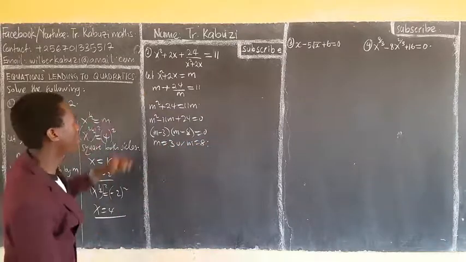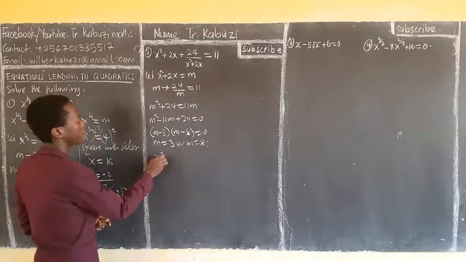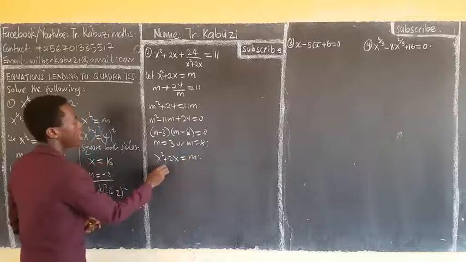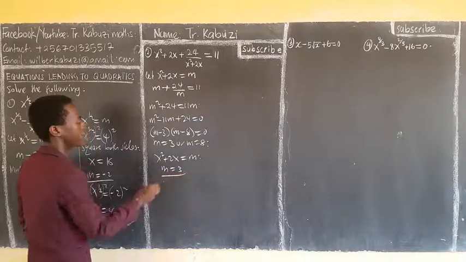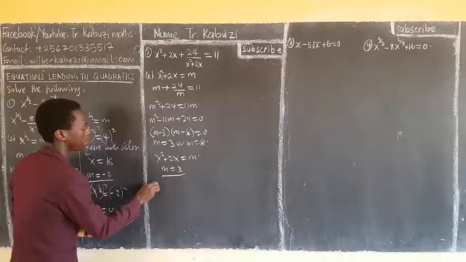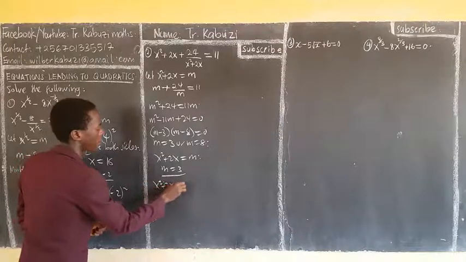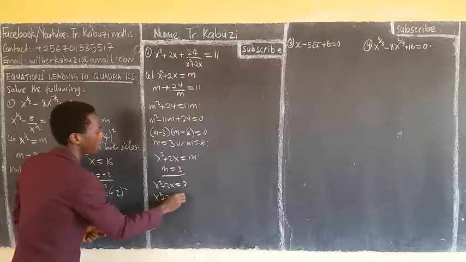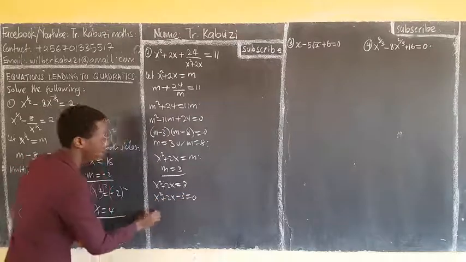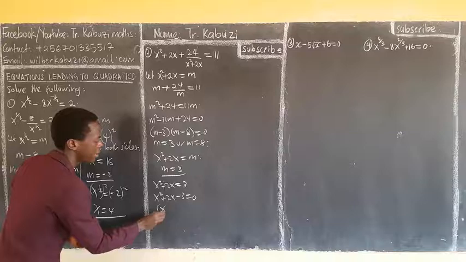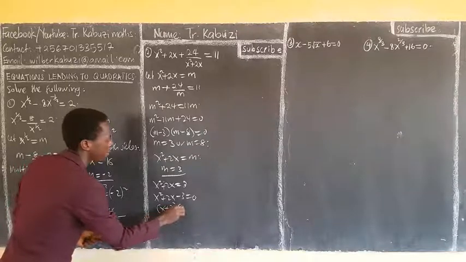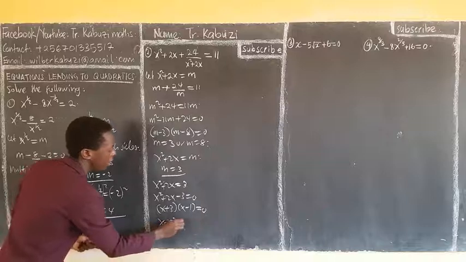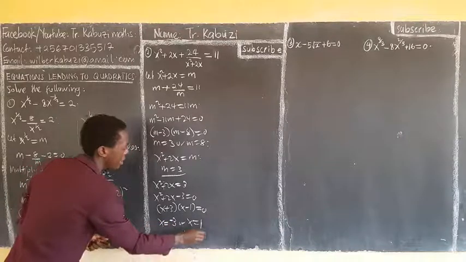But from here, I know that x squared plus 2x was the letter m. So when m is 3, what is the value I put here? I've taken this side, so I can resolve this into x plus 3 times x minus 1 equal to 0. So either my x is negative 3 or my x is 1.